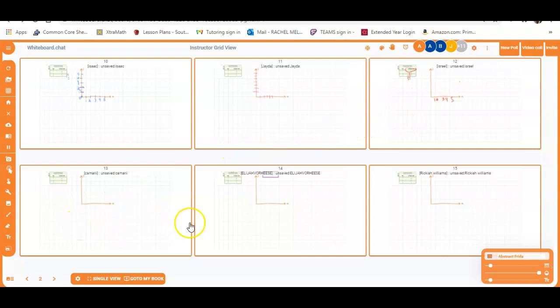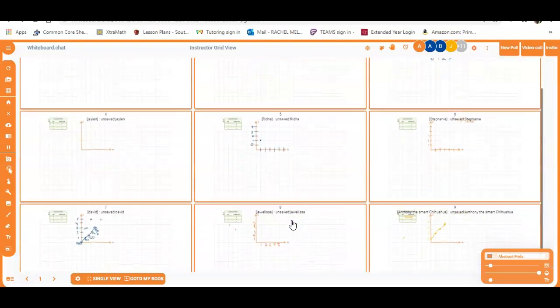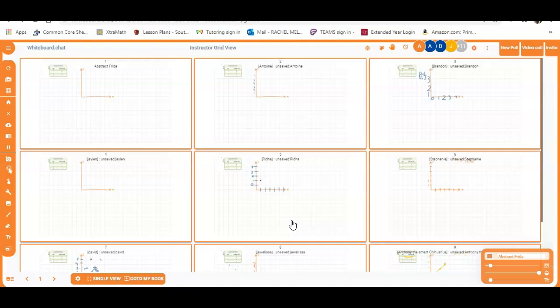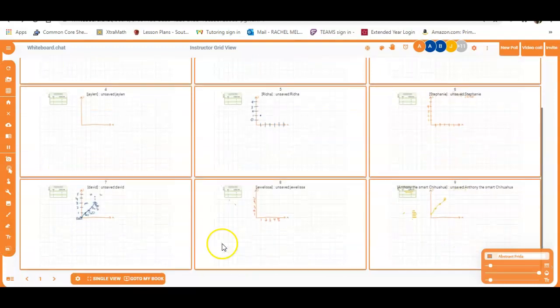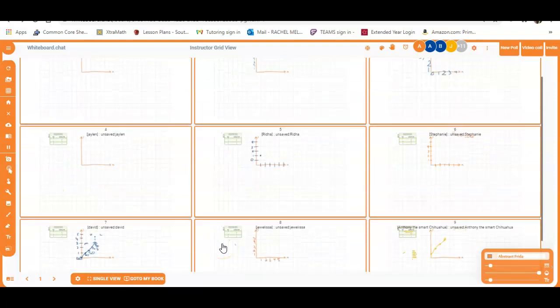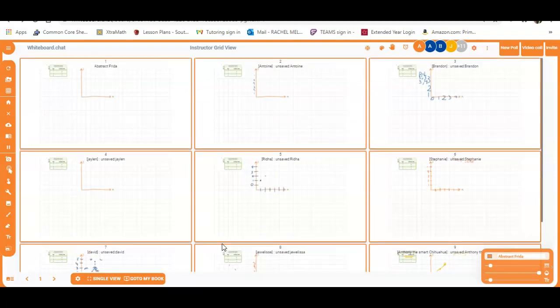I don't see anything on Kamari or, well, Elijah, I'm not sure what you're trying to do there, but I don't see anything on Kamari or Rakaya's. Julissa, do you have a question? How do I erase something? Over off to the side, there should be an eraser. It's like the third one up from the bottom. Okay, I found it. Okay, Jalen, I don't see anything on yours.